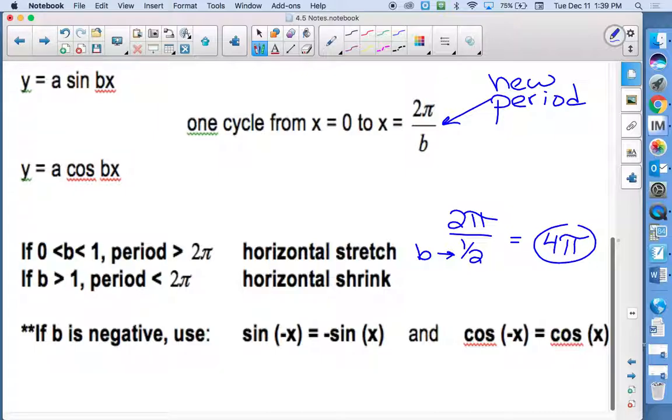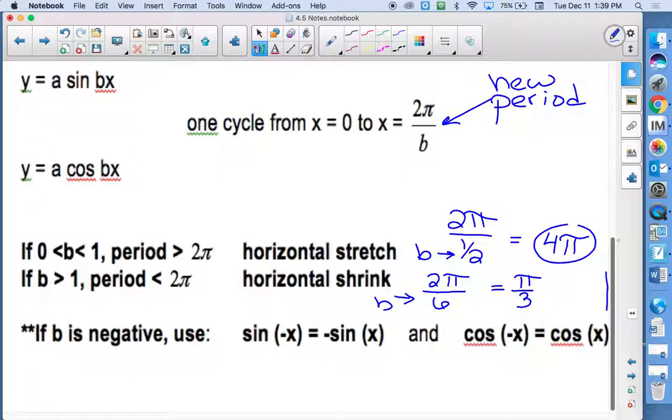The other way around, it's flipped. It says if b is greater than 1, so we'll just say 6 maybe. So right here's b. b is 6. Then that makes pi over 3, and now that has shrunk because now it's less than 2 pi. So 2 pi is the standard value. That's our normal value because it's one rotation around the circle. So if the number for b is in between 0 and 1, that number then stretches. If it's bigger than 1, then our end result for the period actually shrinks.